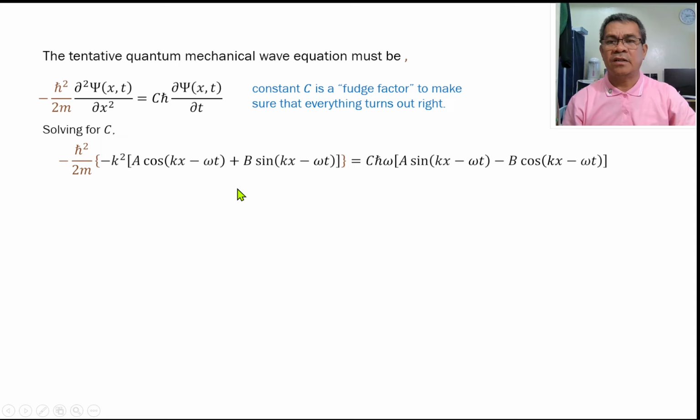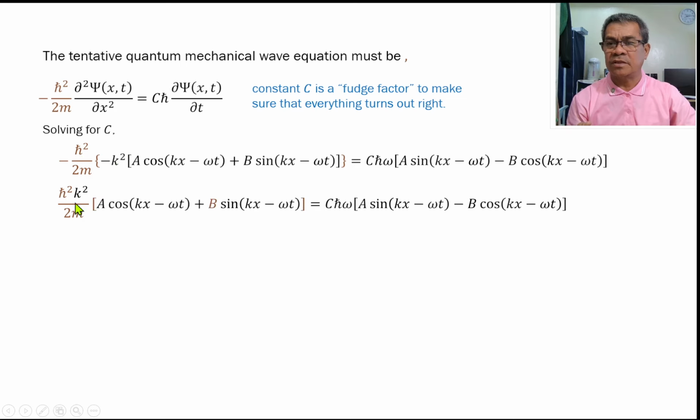Then next is, of course, remove the grouping symbol. This will become negative h bar, so negative negative becomes plus. So this is it, no? And we have this result because we have omega here. So therefore, that's it. So this is C h bar omega.